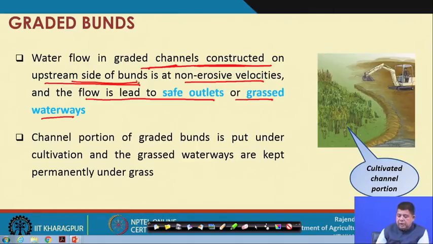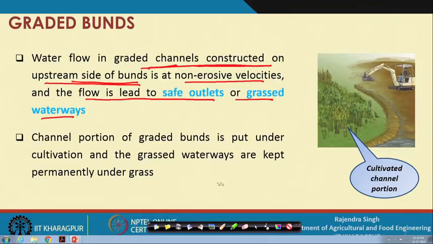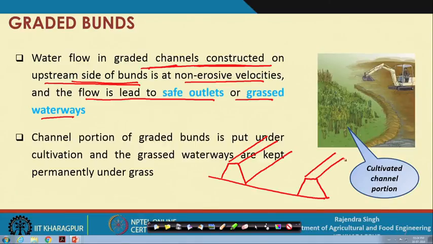So, that simply means what? Just now we saw that if this is our example, once again I draw this. Two consecutive bunds. And again, to make it easy to understand, let us say that we are putting a third dimension also. So, this is the land slope, across this we are constructing these bunds, and this is the area we are talking about.